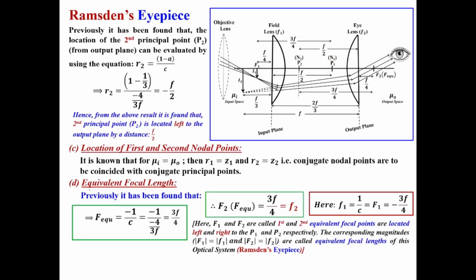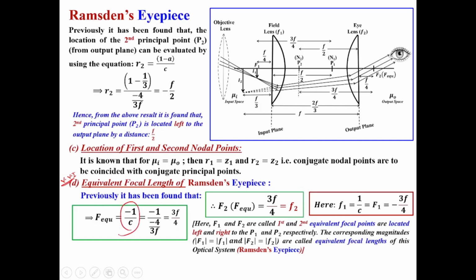Now we are going to evaluate the equivalent focal length. This is a somewhat important point. You just carefully watch. Equivalent focal length of the Ramsden eyepiece. Most important, this is the most important point. Previously it has been found that F equivalent is equal to minus 1 by C.